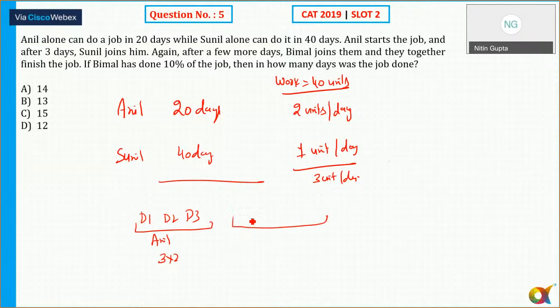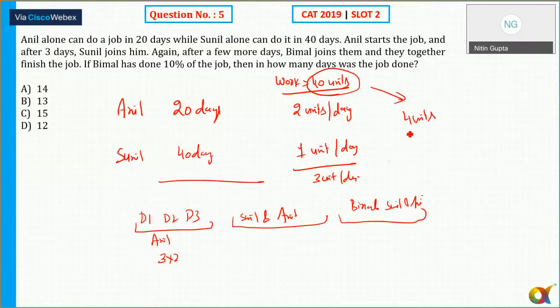And then Sunil and Anil are working together. And then Bimal joins them and they together finish the job. So it says Bimal has done 10% of the job. So if the total work is 40 units, Bimal has done 4 units.